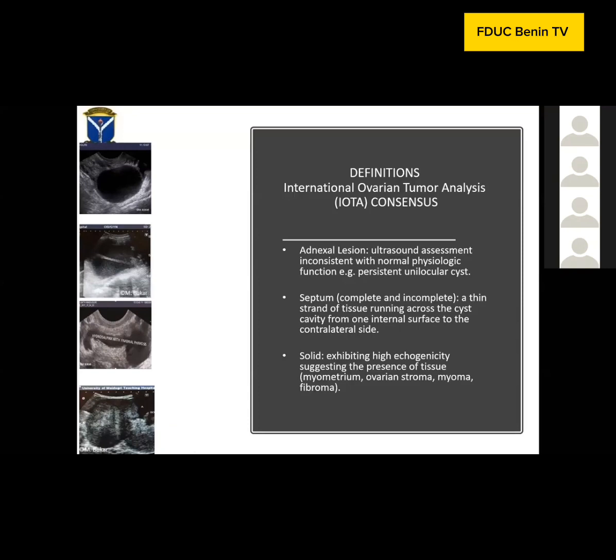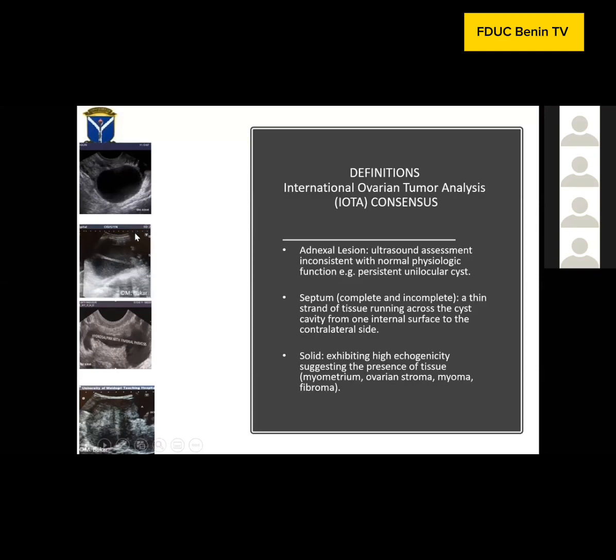Corpus luteum has several appearances, from cystic and hemorrhagic to solid. So if you see a solid corpus luteum in the adnexal, it is not a lesion because corpus luteum is consistent with normal physiology. This is an example of a persistent irregular cyst. So this is an adnexal lesion.